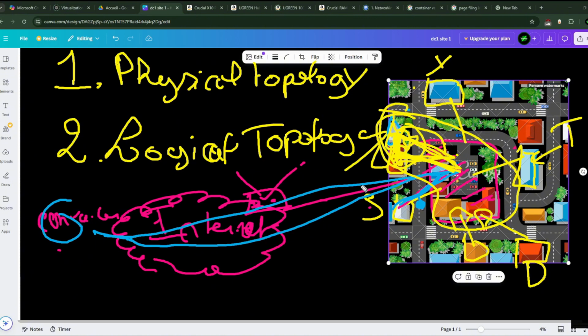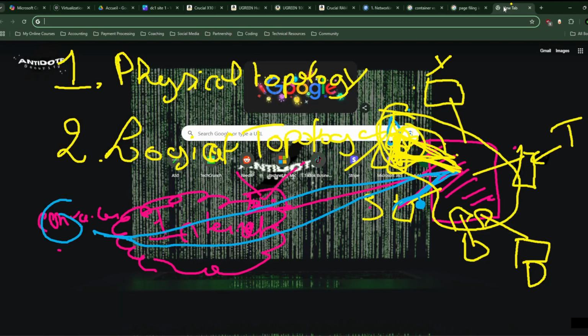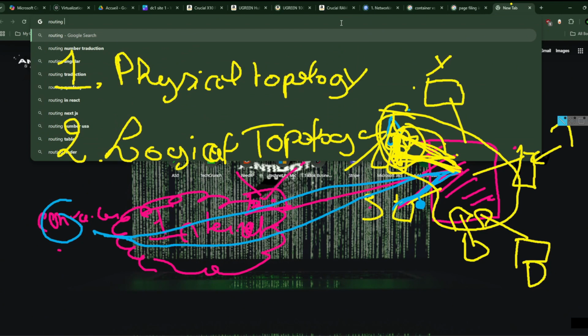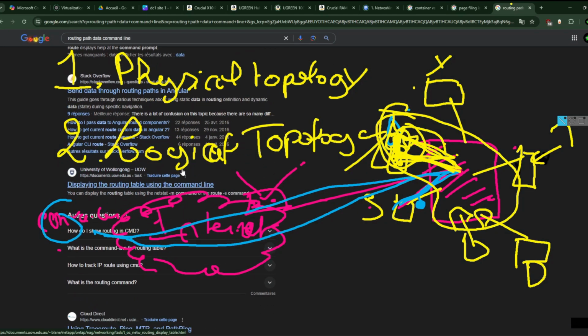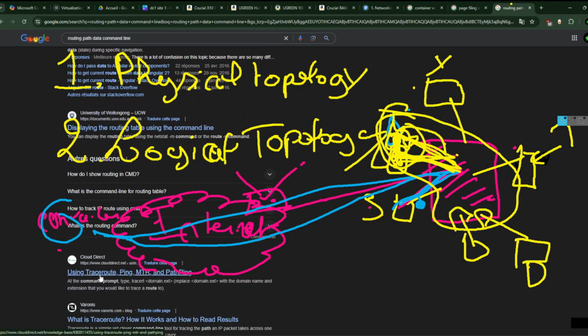And there is a command line. I think I forgot about it. How do you say it in English? I forget the name when you lose memory of something. Yeah, I actually forget, but you could have a routing path command line, and here you will see the command prompt for it. Yes, it's traceroute.